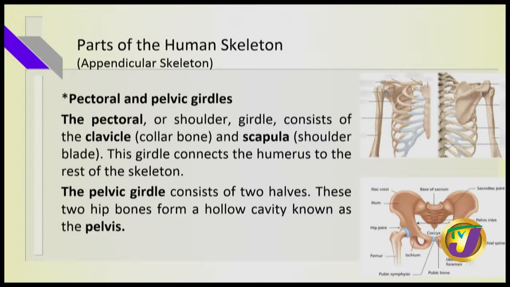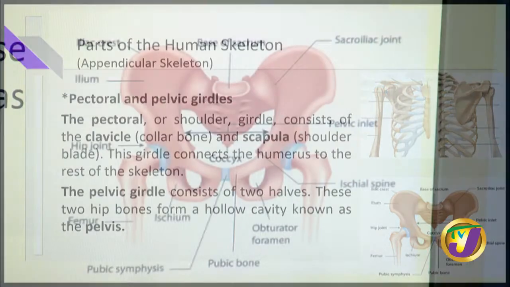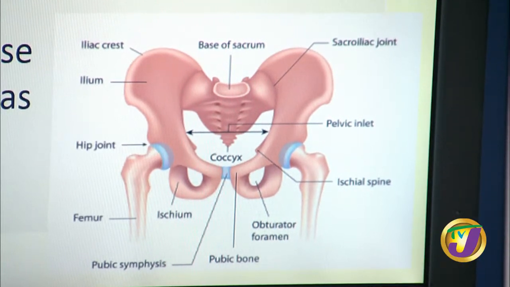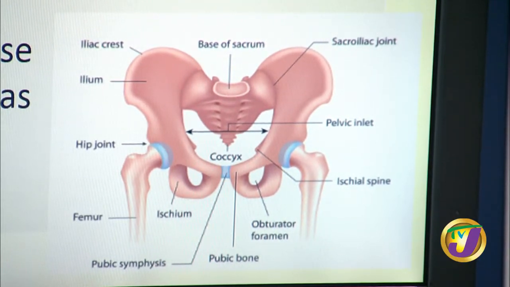Then you have the pelvic girdle, which is made up of the pelvis. In females, the pelvis is wider than in males, because females need that space for carrying the fetus, or the unborn child, during pregnancy, the gestation period. So they have a wider pelvis than males do. That's the pelvic girdle.